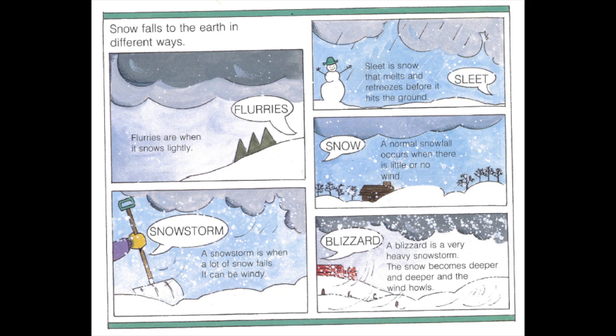Flurries. Flurries are when it snows lightly. Snowstorm. A snowstorm is when a lot of snow falls. It can be windy. Sleet. Sleet is snow that melts and refreezes before it hits the ground. Snow. A normal snowfall occurs when there is little or no wind. And blizzard. A blizzard is a very heavy snowstorm. The snow becomes deeper and deeper and the wind howls.